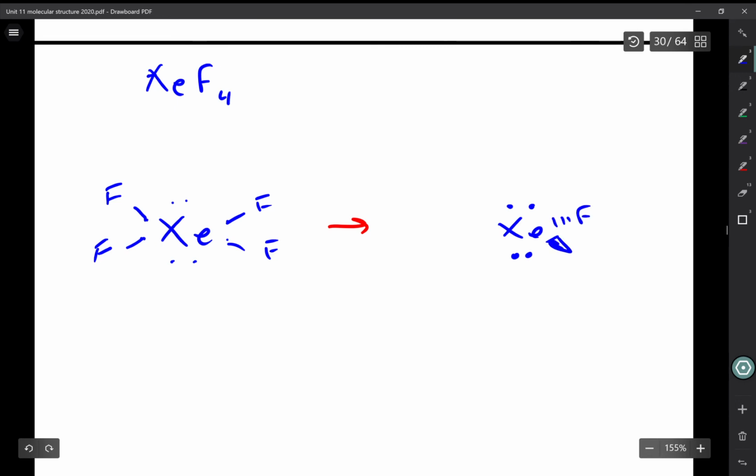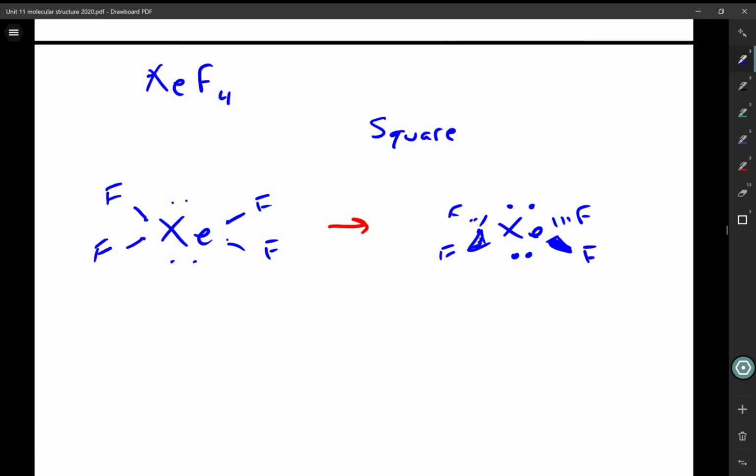But going around there, you got your fluorines. Right? So the name of this one, well, it makes a square. And since it lays flat on a plane, it's called square planar. Right? So those are the most common shapes of molecules you need to know.